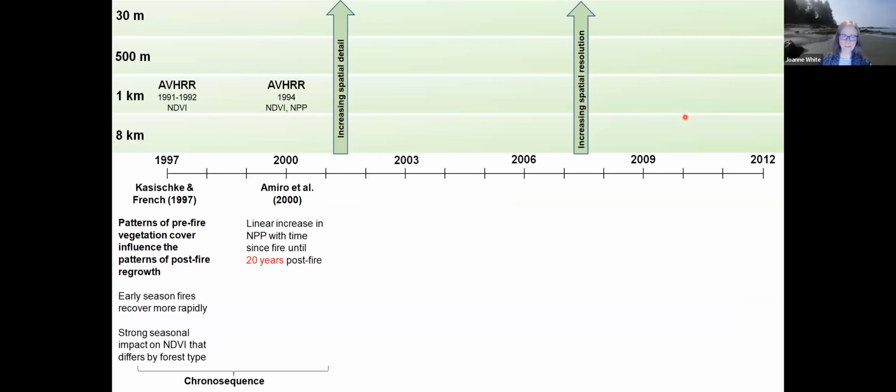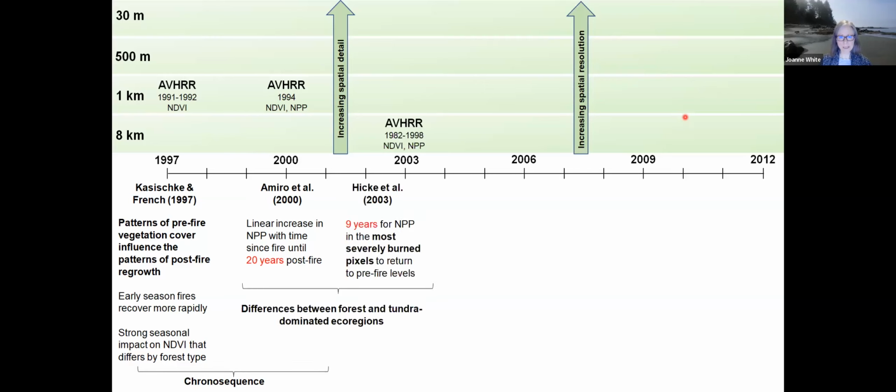And I'm highlighting studies here that specifically have looked at boreal forest. A number of these studies, most of these studies actually, were done in North American forests. This first study here in 1997 was done in the boreal forests of Alaska. These studies used AVHRR data primarily at 1 kilometer and then also 8 kilometers.